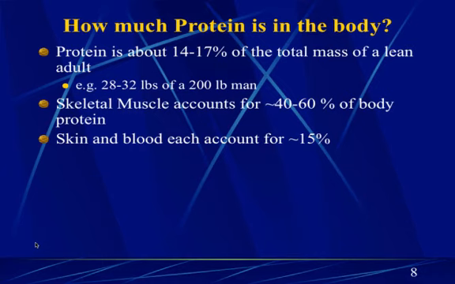How much protein is in the body? Protein is about 14 to 17% of the total mass of a lean adult. So, for example, about 30 pounds of a 200-pound man. Skeletal muscle accounts for 40 to 60% of the body's proteins. Skin and blood each account for about 15%. Why am I saying that? Because if a person needs nitrogen or is breaking down proteins, most of the breakdown comes from skeletal muscle, because that's where most of the protein is.